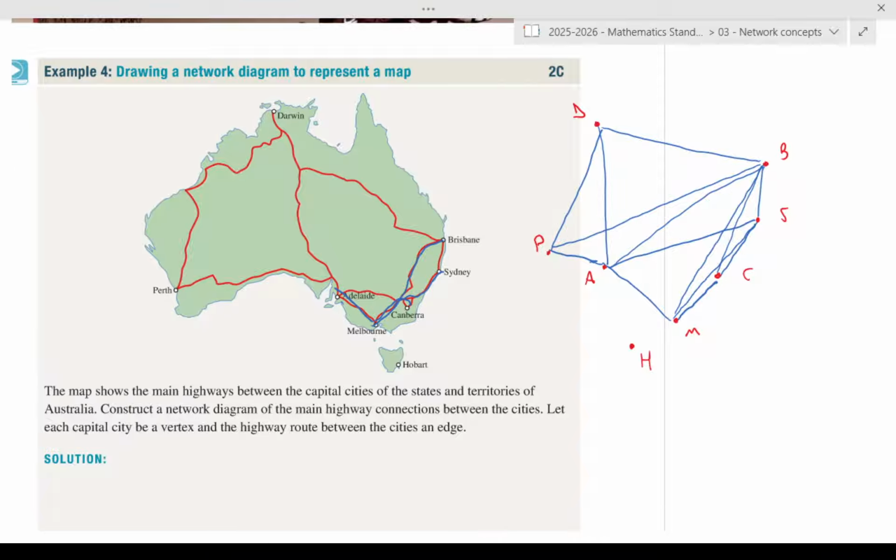Now, obviously, when I've done that, it's a little bit messy. I probably would have liked to have moved Canberra out further, just to make that spread out a bit more. It's not essential, but it would make it a lot easier. I always say that when we're doing these network diagrams, the first one you do in pencil, because that way you can always change it if you need to. But apart from that, we're done.